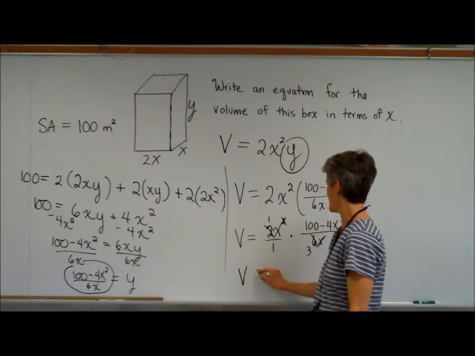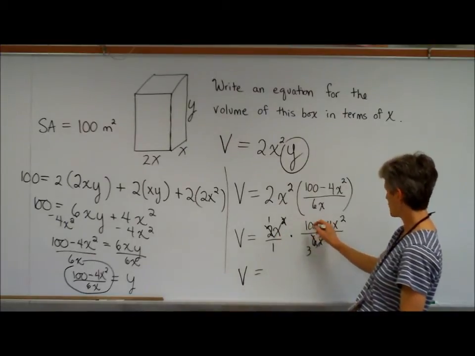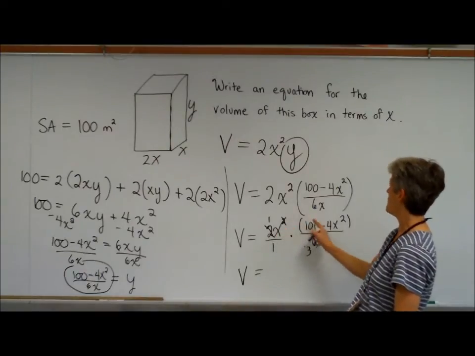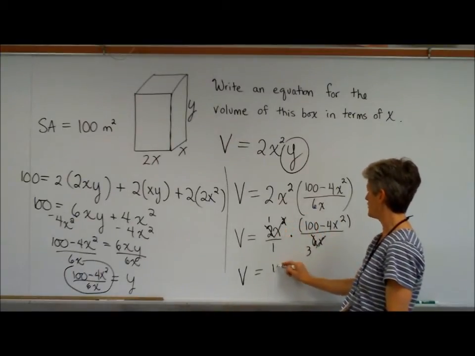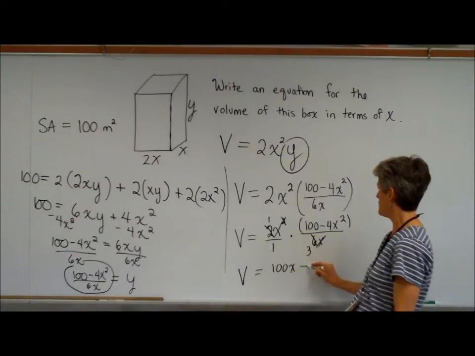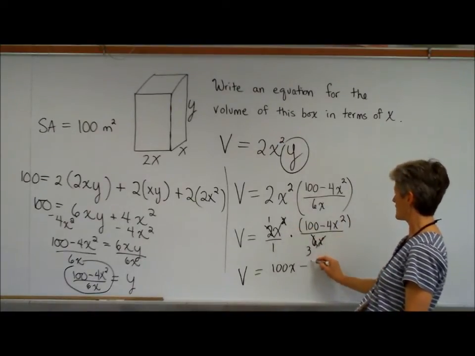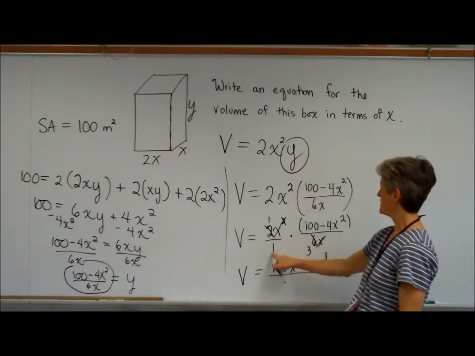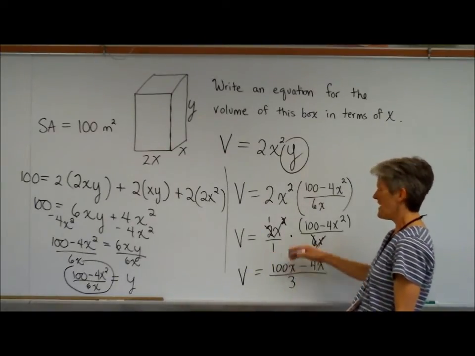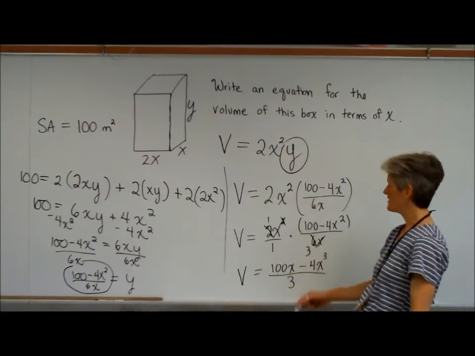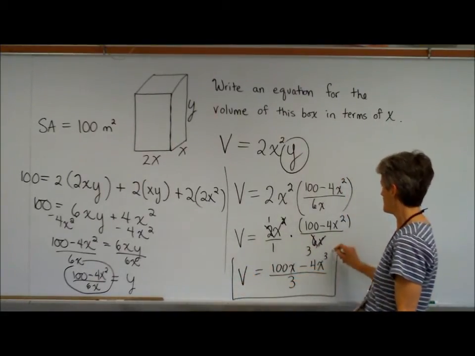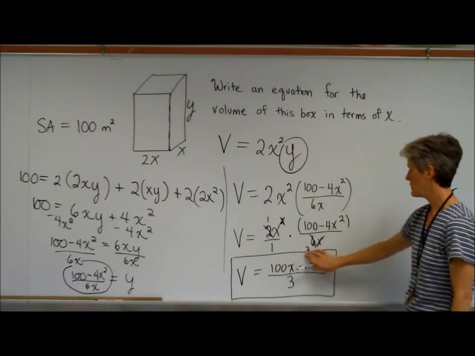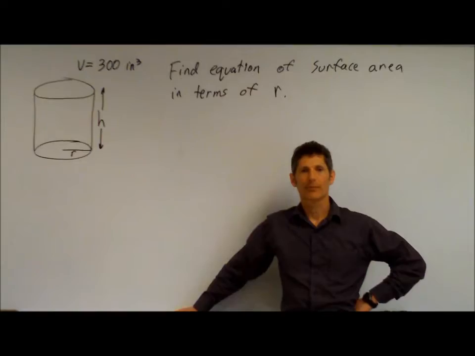All right, so I've got an x left here times what I have here. This sometimes gets a little confusing. I'm multiplying x by that whole expression, so it's 100x minus x times 4x squared, so that's minus 4x cubed. The denominator is 1 times 3, which is 3. Then I always look, is there anything further I can simplify? That looks good, and I think I'm done. And there is my equation for volume in terms of x.